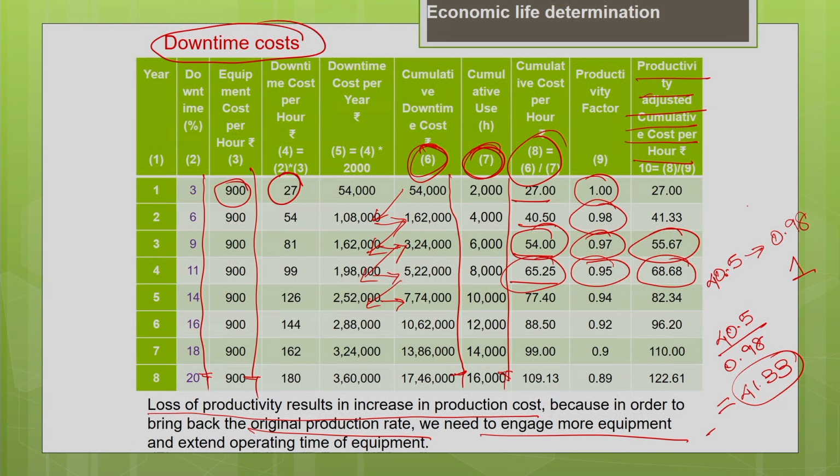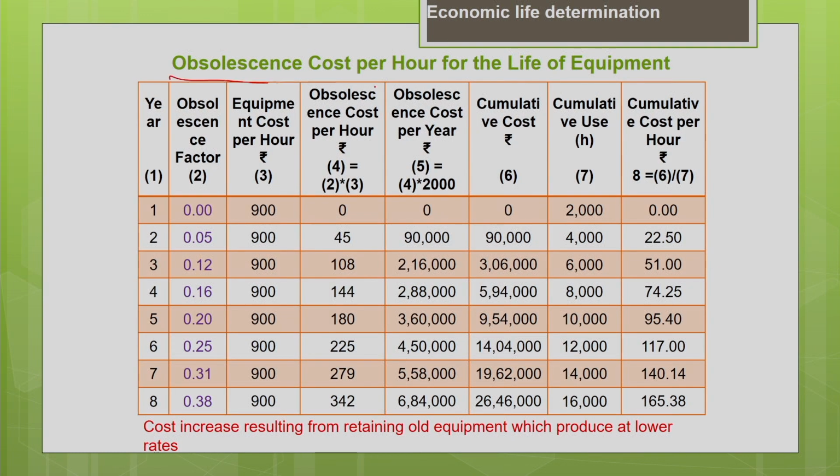So let us now move on to the next cost, which is nothing but your obsolescence cost. So every year your obsolescence factor is increasing as the machine is becoming more obsolete. So here we are trying to calculate the cost increase resulting from retaining the old machine with us, which is producing at a lower productivity rate. So your machine is being subjected to wear and tear as the age of the machine is increasing. Okay, so because of that there will be some loss in productivity of the machine. There will be an increase in maintenance and repair costs associated with the machine.